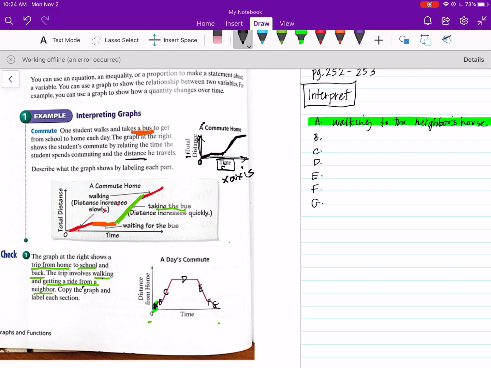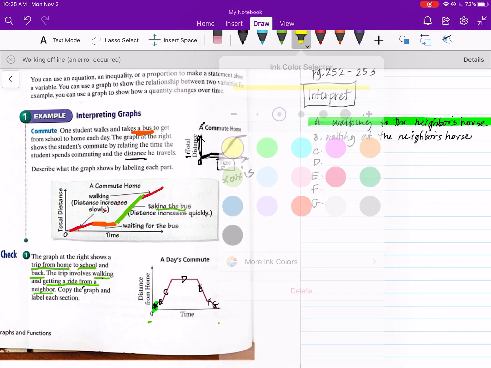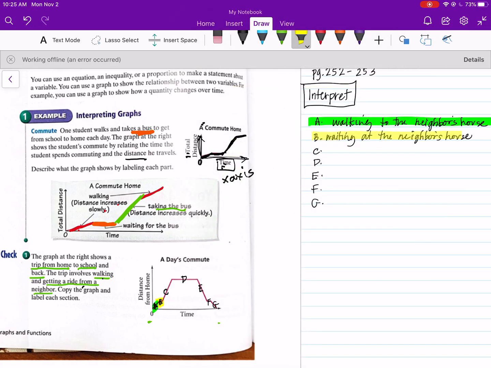All right. Next, here, the time elapses, but the distance doesn't change. So they're not traveling at all. They're probably at the neighbor's house waiting for the neighbor. So there they are waiting at the neighbor's house, and let's pick up a yellow color here. Maybe they get there and they're still eating breakfast, or maybe, if it's a girl, she's still fixing her hair. She's fussing in the bathroom or something like that.